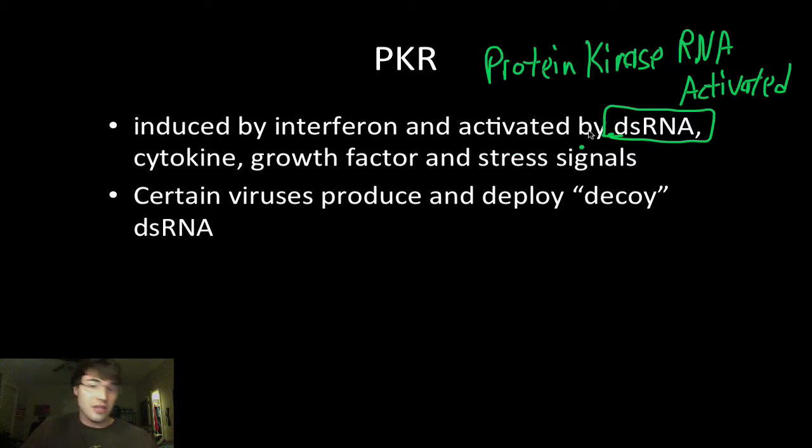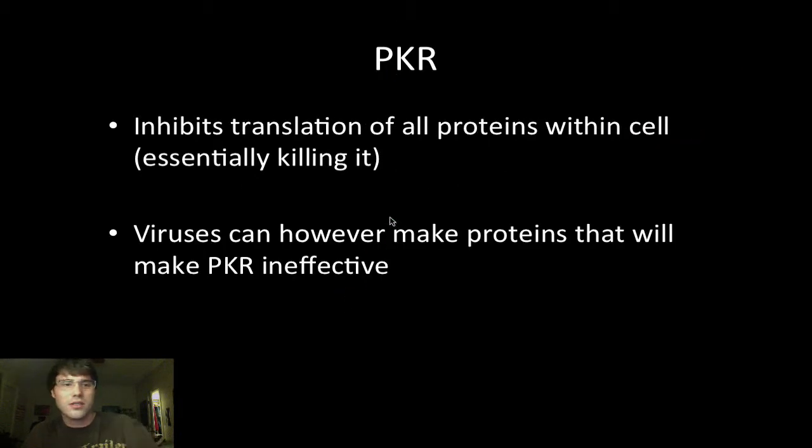Rendering it unfunctional. But the thing is that viruses can deploy decoy versions of this to keep these guys preoccupied while the actual double-stranded RNA of the virus can go in and do its job. So it's not a perfect process here. But it does inhibit translation. So even if, let's just say this is like a secondary thing here, even if it fails at stopping that double-stranded RNA, it can inhibit translation, which means all proteins within the cell will stop being translated. And so the cell will essentially be destroyed in the process, but again, that's good for the neighboring cells because they're not going to get infected.